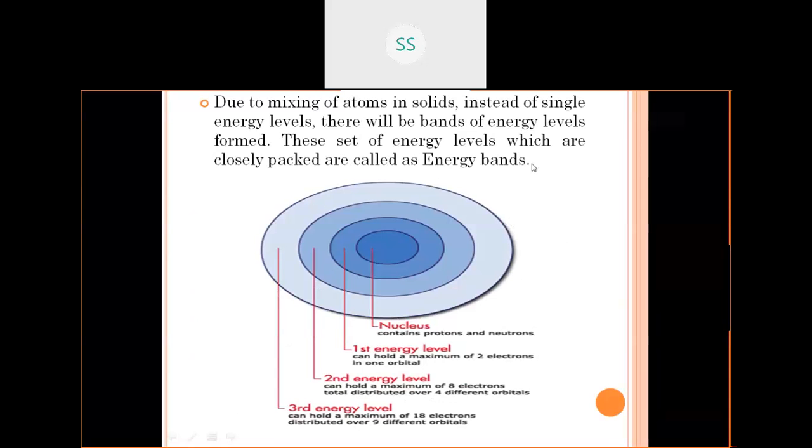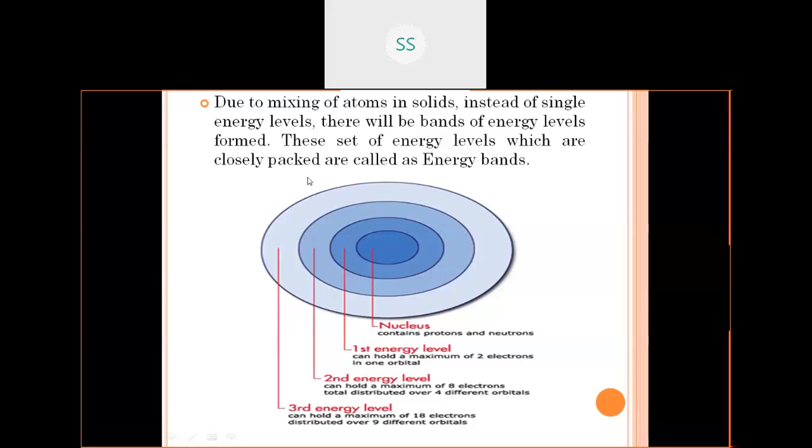So here there is one statement that due to mixing of atoms in solids, and you know that solids have plenty of atoms, instead of a single energy level, there will be bands of energy levels formed. If there is a single atom, it has its energy levels. But whenever the mixing of atoms occurs, all the atoms have their own energy levels.